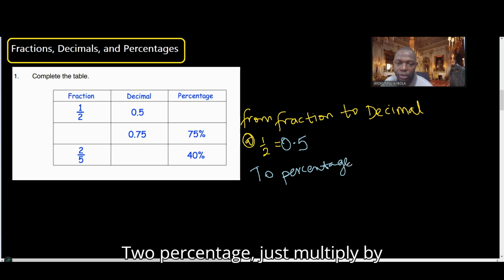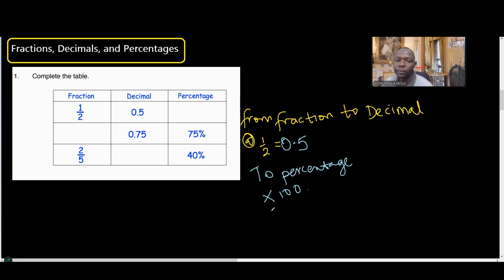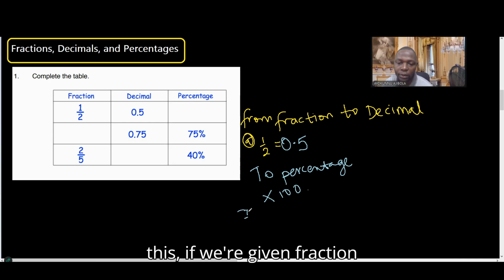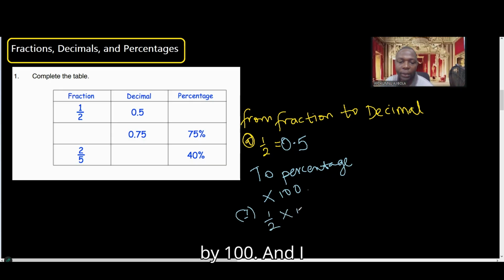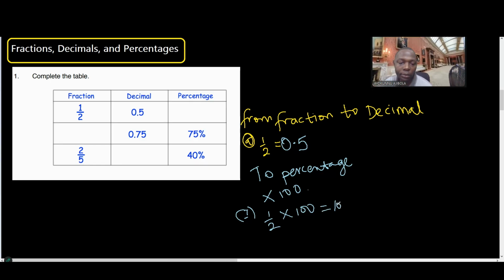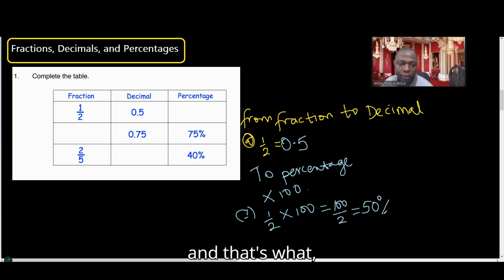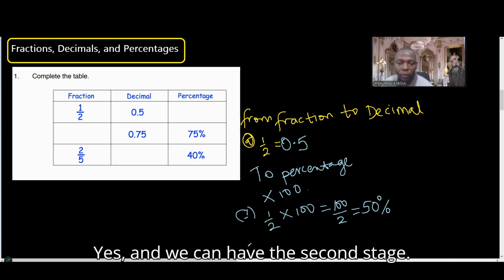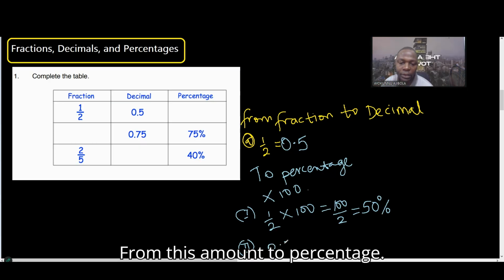To percentage, just multiply by 100, okay? So we can have the first part like this. If we're given the fraction 1 over 2, you multiply by 100. And that will give you 100 times 1, 100 over 2. And that's 50%, right?